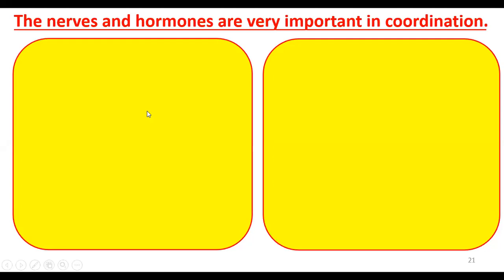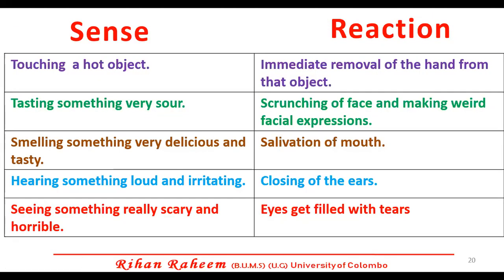Okay, with all these pictures I will send. Okay, then another example we will go: hearing something loud and irritating. Sometimes, especially girls, when it is raining, when there is a thunder, what will happen? They will quickly close their ears. So in this situation, the sensory organ is the ear, and closing the ears is the reaction.